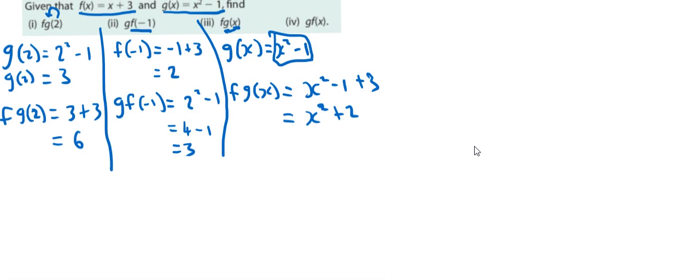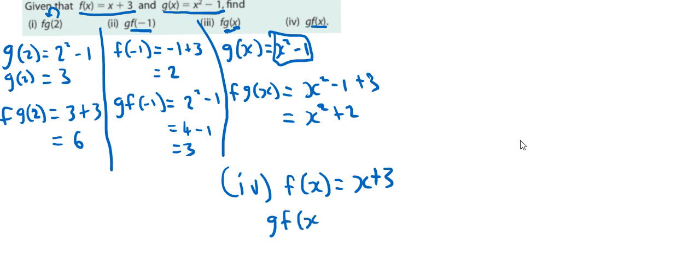Then they ask us, so this is the last one then, they ask us for g of f of x. So again, because the f is closest this time, I'm going to figure out what f of x is first. And f of x is just x plus 3. So now, to get g of f of x, I'm going to put the f of x into the function. So I'm going to put the x plus 3 into this x in here.